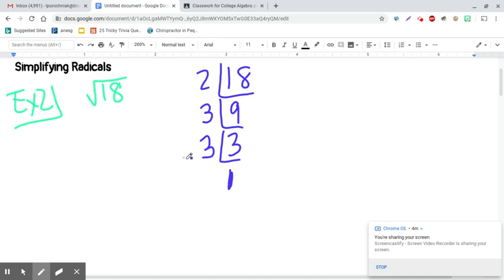Do we have any pairs? Do we have any matches? Yes, we do. These 2 3s. So a 3 will come out, and what's left over? A 2. This 2 does not have a pair, so it's going to stay inside.